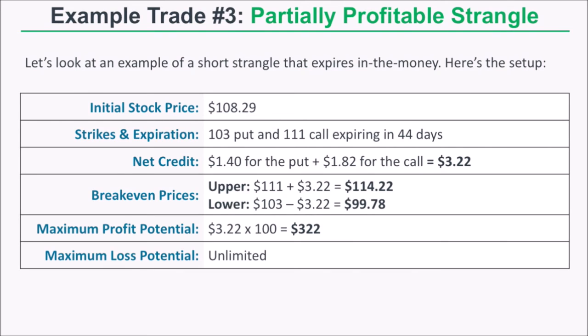So our maximum profit potential is going to be the credit of $3.22 times 100, which comes out to $322. Now, as always, our maximum loss potential is unlimited.